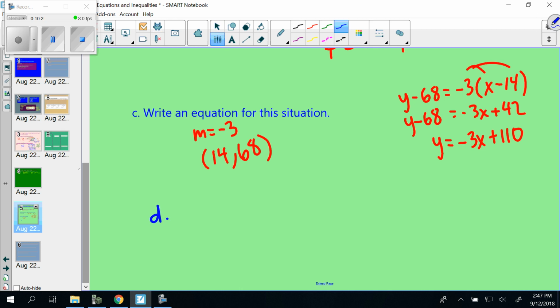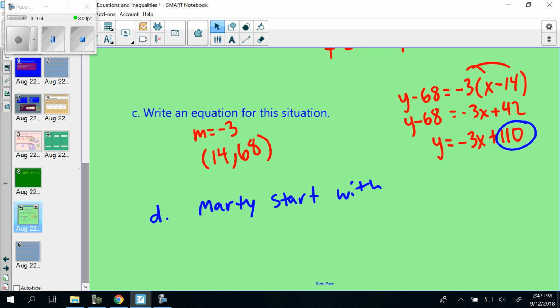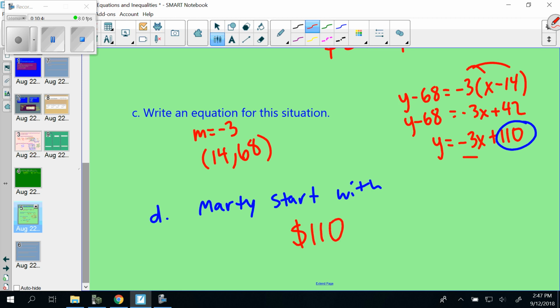Okay, so for part D, they want to know how much money Marty started with. That is told by our y-intercept. He started at $110 and then kept spending $3 a day. That takes us down to the situation where after 14 days, he's down to $68. So the y-intercept always tells you the beginning amount of your dependent variable.